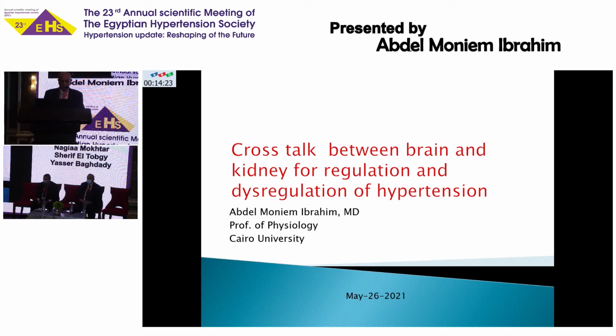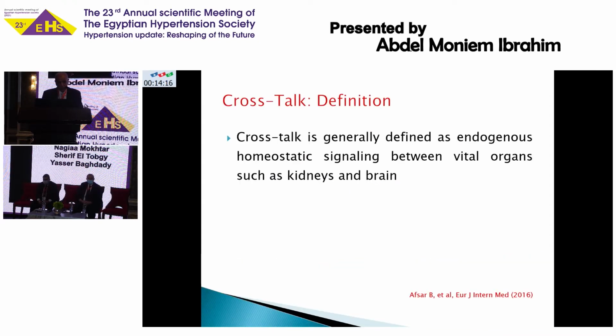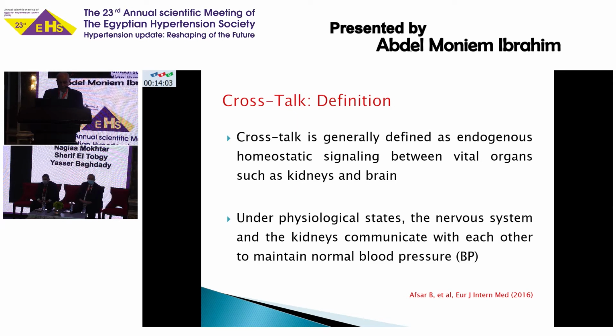Today, the crosstalk between brain and kidney for regulation and dysregulation of hypertension. Crosstalk is generally defined as endogenous homeostatic signaling between vital organs such as kidneys and brain. Under physiological states, the nervous system and the kidneys communicate with each other to maintain normal blood pressure.